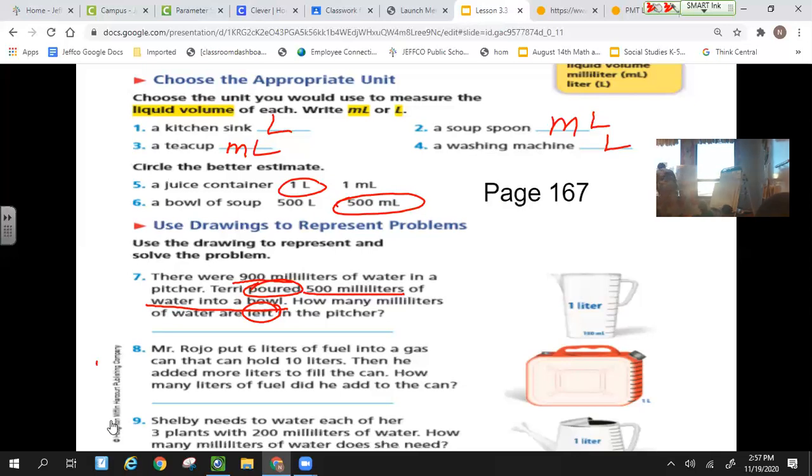All right, I see some hands are up. Show me on your fingers if you're gonna add. Show me on your fingers if you're gonna subtract. Show me if you're gonna multiply. Show me if you're gonna divide. If you said subtract, you are right. How did you know? Aleha, how did you know to subtract?